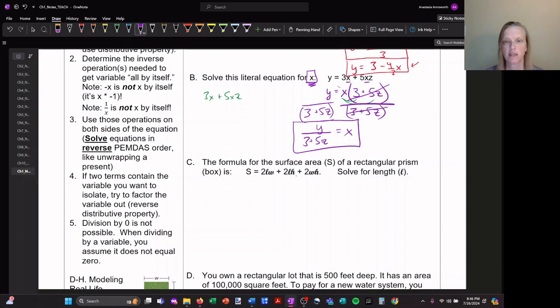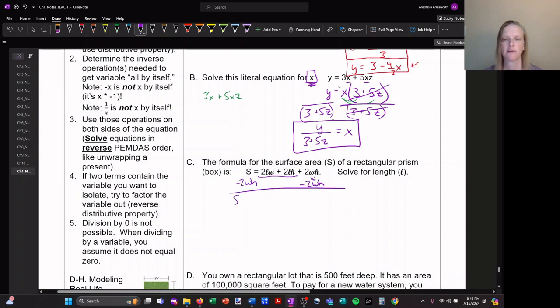Well, first thing then, these two terms contain length, but this one does not. So I'd like to get rid of this 2WH and bring it over to this left side of the equation. So I'm going to subtract 2WH from both sides. And that gives me S minus 2WH equals 2LW plus 2LH.